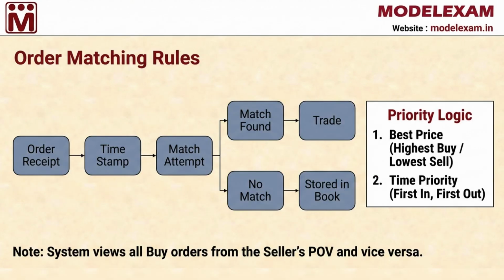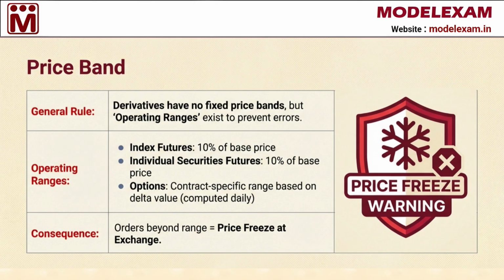So, how does the system decide which orders to match? It follows a very fair priority logic. First, it looks for the best price, which means the highest price for a buyer and the lowest price for a seller. If two orders have the same price, the system gives priority to the one that arrived first. This ensures that the market stays orderly and that every participant is treated fairly based on when they placed their bid.